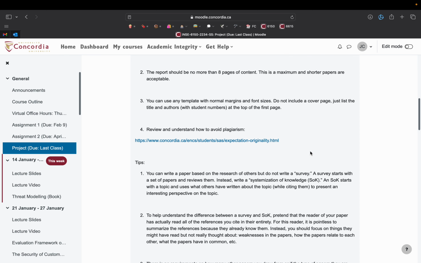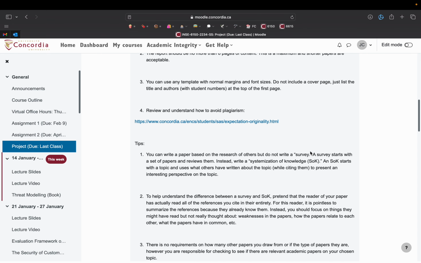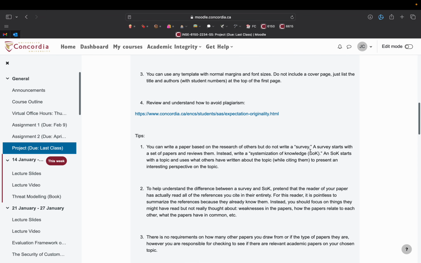I don't need a cover page. I mean, if you submit one, it's fine. But literally just the title. Every student and their student number needs to be there right at the very top, please. But beyond that, it can just be introduction and you go right into the first sentence.